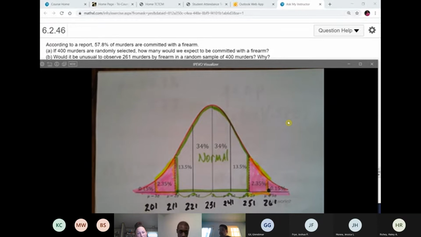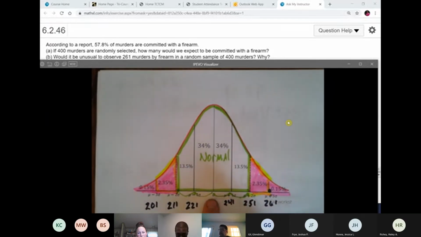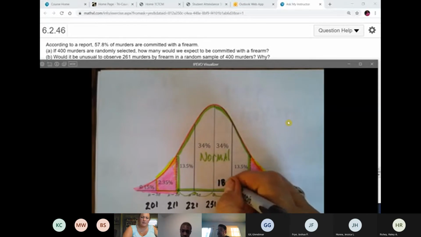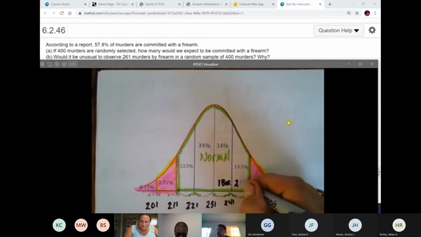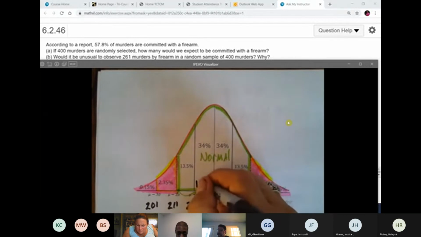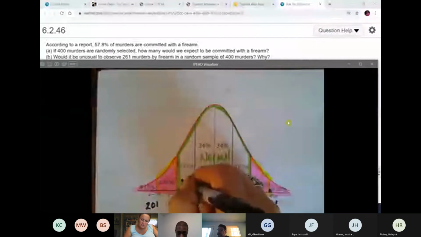You said it was greater than what? 261. 2 standard deviations. Look down here. It's greater than 231, correct? No, 2 standard deviations. How many boxes do I have right here? Hold on. This is 1 box. And this is 2 boxes, right? This is 1 box. And this is 2 boxes.